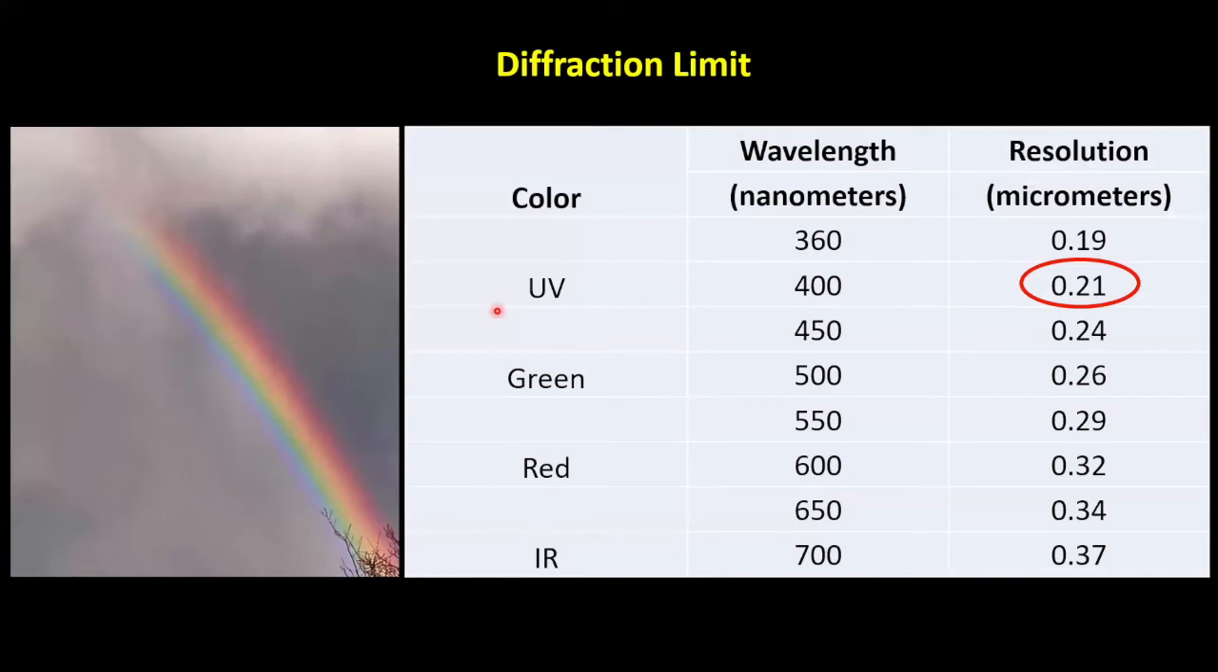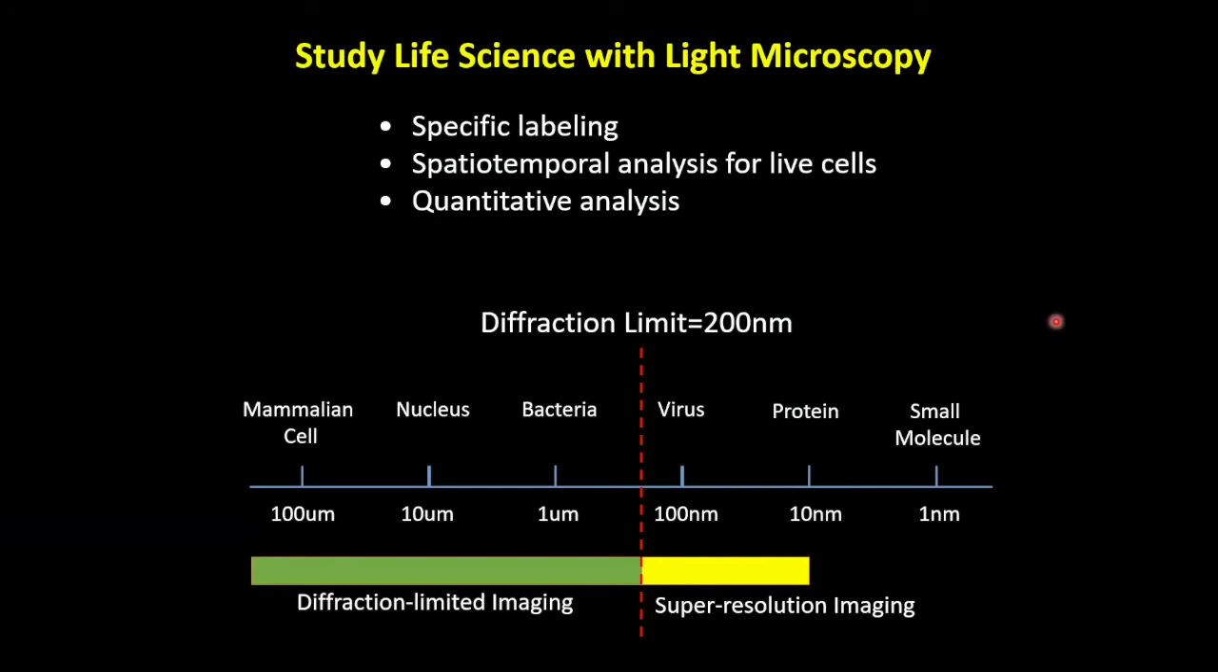For the visible spectrum, we're usually talking about wavelengths from 400 to 700 nanometers. Based on the diffraction limit equation, a microscope has a resolution limit of about 200 nanometers. For UV, as you can see, it is about 0.21 micrometer. So there's the diffraction limit. Since 1873, we have known that no optical device can go beyond 200 nanometers.